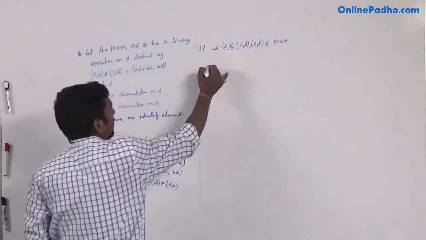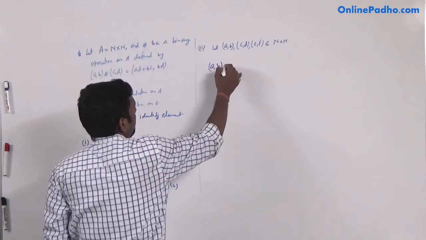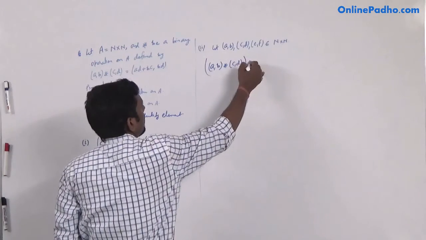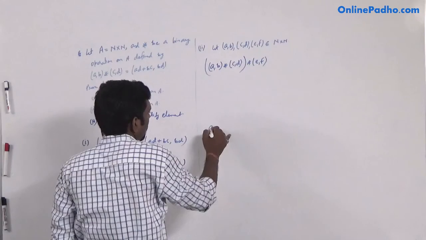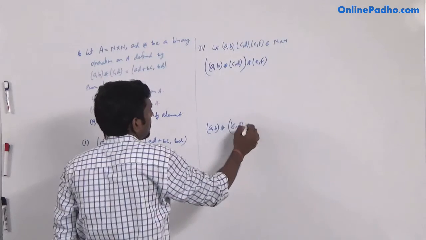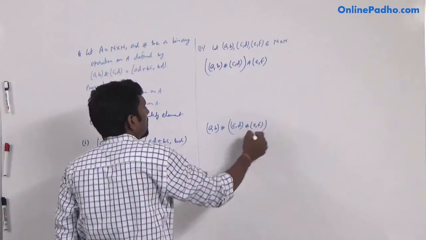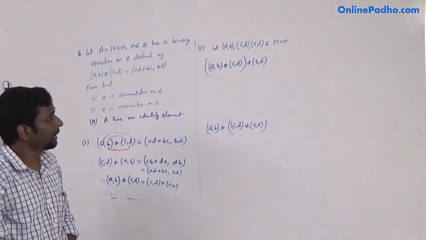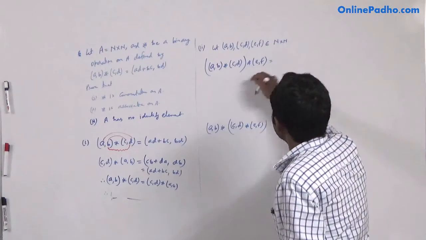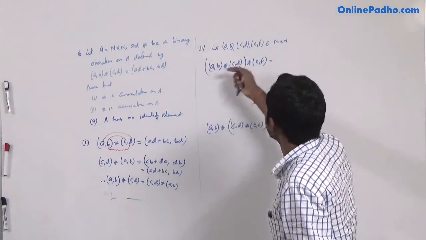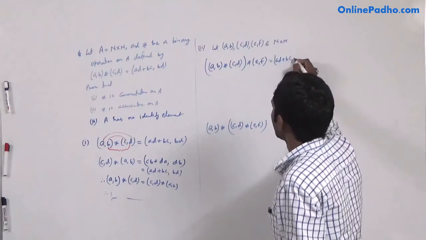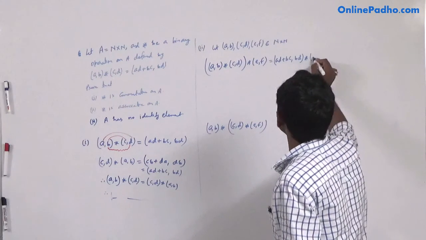Now to find associativity, first we have to find AB star CD, whole star EF. On the right hand side we have to find AB star, within brackets, CD star EF. Both must be equal, then we can say that associativity is also applicable. Let us see how to find it. First we have to find AB star CD. Again, the same concept that is given in the question: AD plus BC comma BD, star EF.